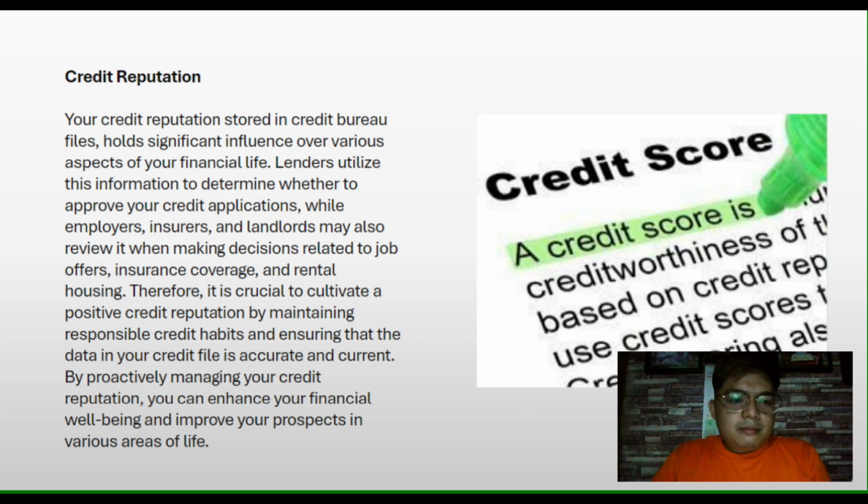By actively managing your credit reputation, you not only improve your chance of obtaining credit but also enhance your opportunities in areas such as employment, insurance, and housing. Ultimately, a positive credit reputation serves as a valuable asset in achieving financial stability and success.